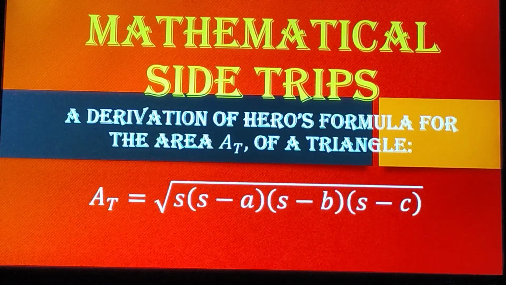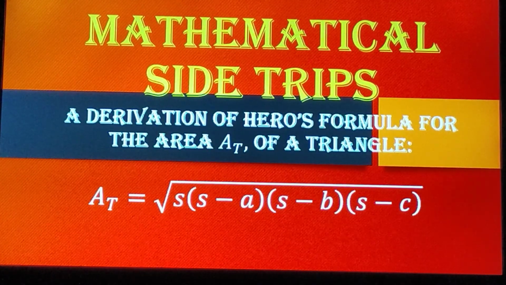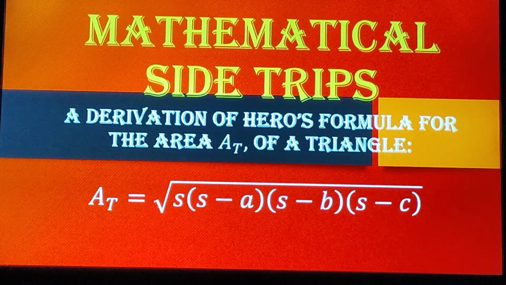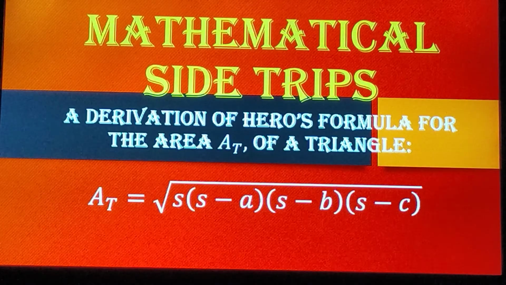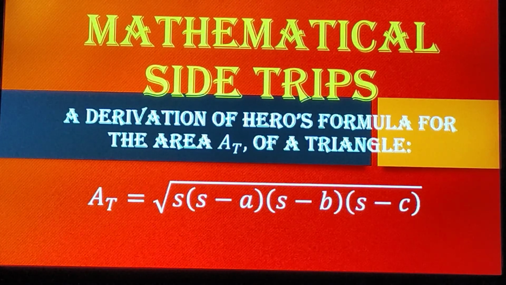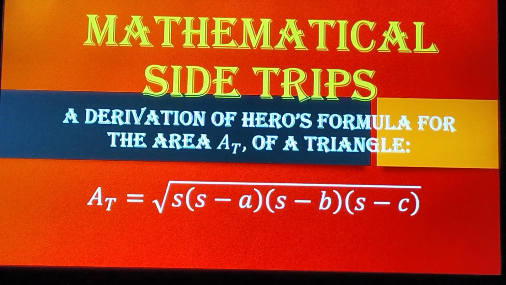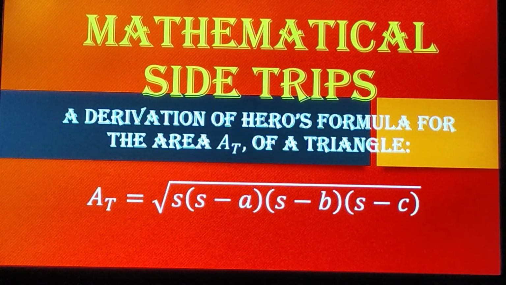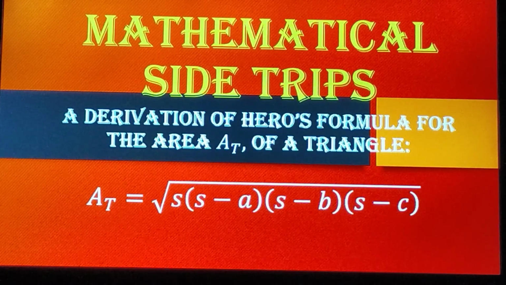For those who are not familiar with Hero's formula, it is A sub T equal to the square root of s times s minus a times s minus b times s minus c, where s is equal to 1/2 of a plus b plus c, where a, b, and c are the lengths of the sides of the triangle.